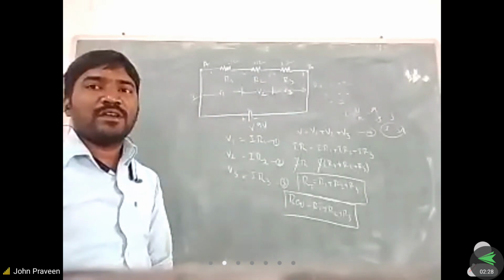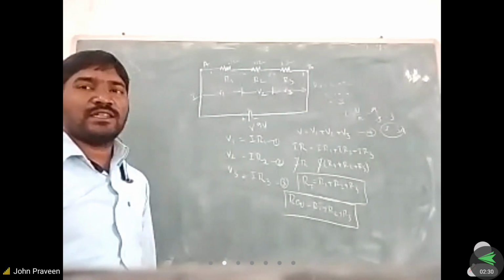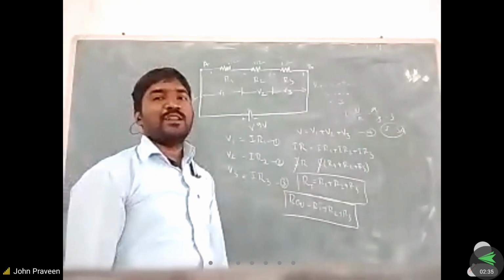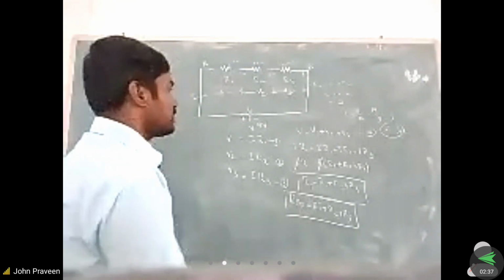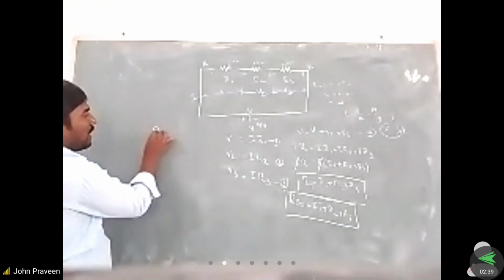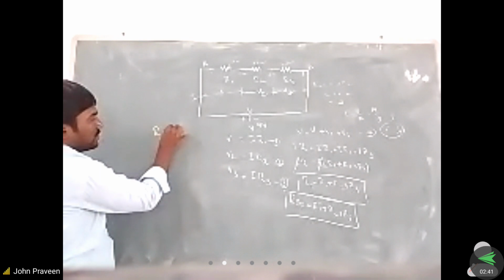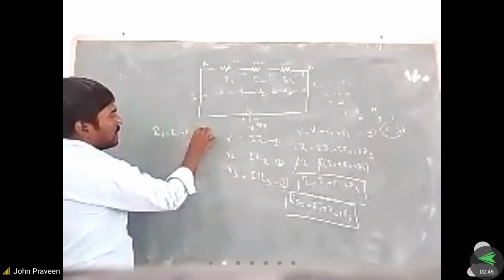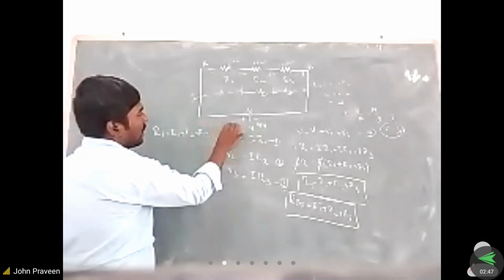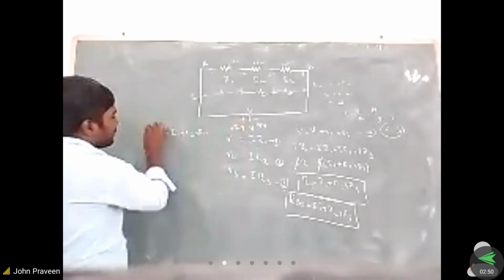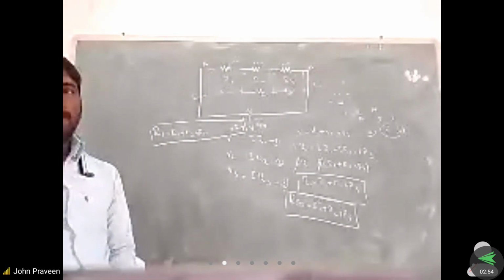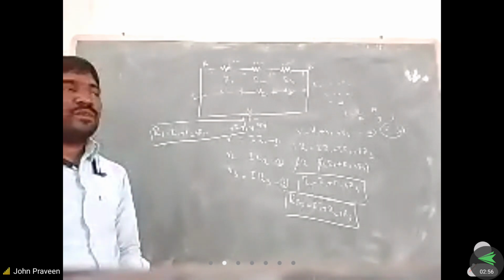For example, suppose there are n number of resistors. N is a defined number. It may be 100 or it may be 1000 or it may be 1 lakh also. So the simple formula we can use, R total is equals to R1 plus R2 plus R3 plus so on Rn. Rn is nothing but this is a defined number. That is the formula we are using.